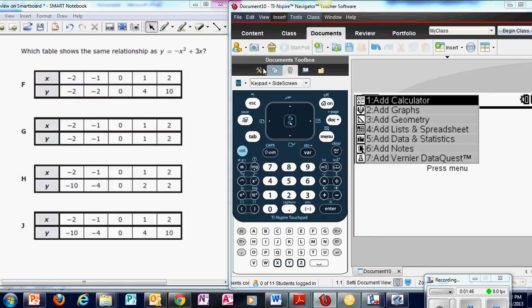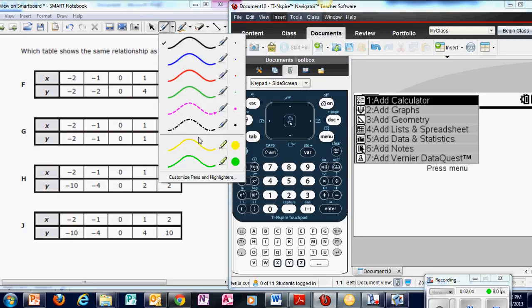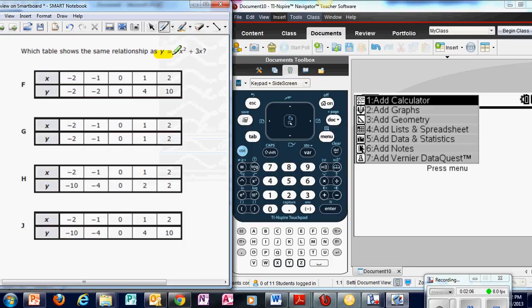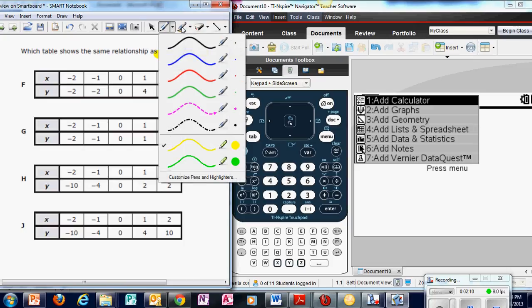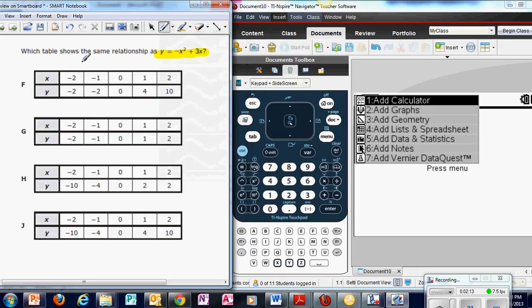And without even doing anything, I can see I'm given an equation. My answer choices are tables. I'm definitely going to utilize the calculator on this one. So let's go ahead and read it. Which table shows the same relationship as y equals negative x squared plus 3x? So I'm going to highlight that equation because I know that's very important. And then I'm going to underline the word same because that is imperative.